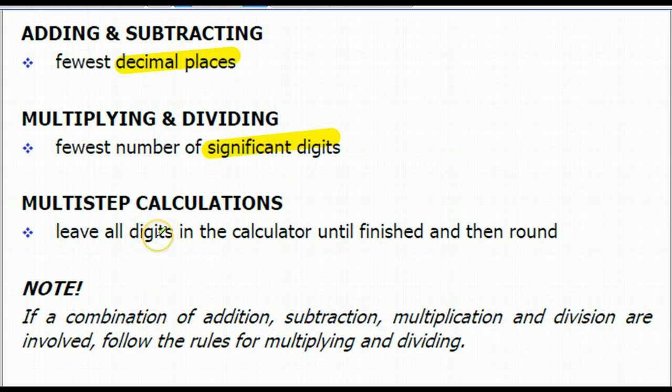And for any multi-step calculations, this is a really, really good reminder. Leave all your digits in the calculator until you are finished, right till the very, very end. Even if you have multi-step or you're using one answer to find something else out in a different answer, don't round anything and don't leave any digits out until you get to the final answer. Okay, and for a combination of addition and subtraction and multiplying and dividing, you're going to follow the rule for multiplying and dividing, which is why I said 99% of the time you're using this rule.